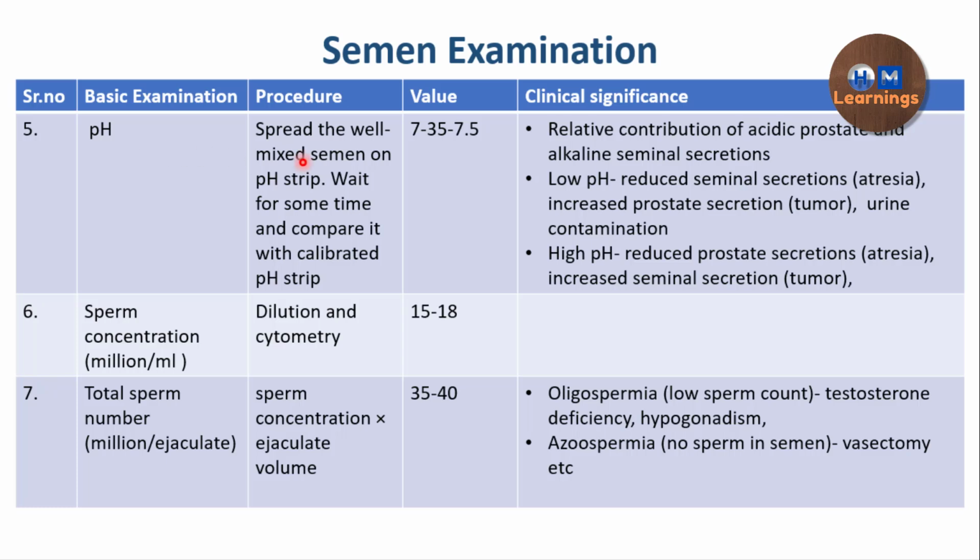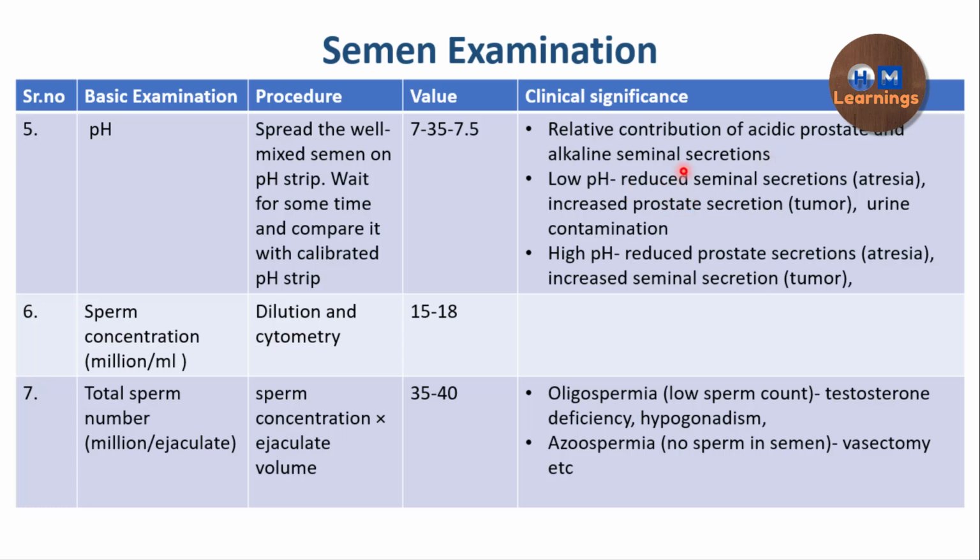The next factor is the pH. For the pH, the semen is well mixed and then spread on the pH strip, left for some time, and then compared with the calibrated pH strip. It ranges from 7.35 to 7.5, and as I said, it is basically a relative contribution of acidic prostate and alkaline seminal secretion.